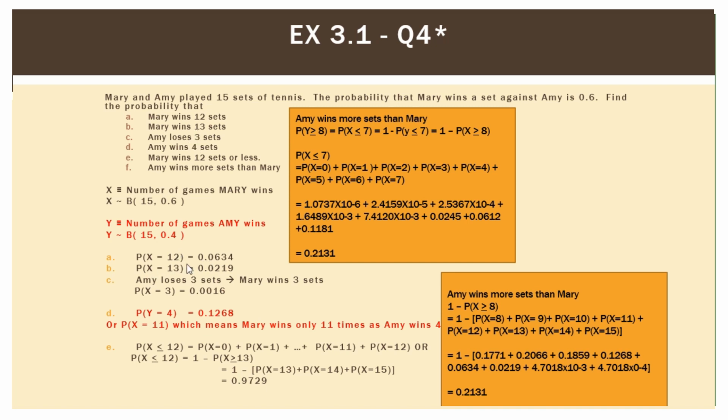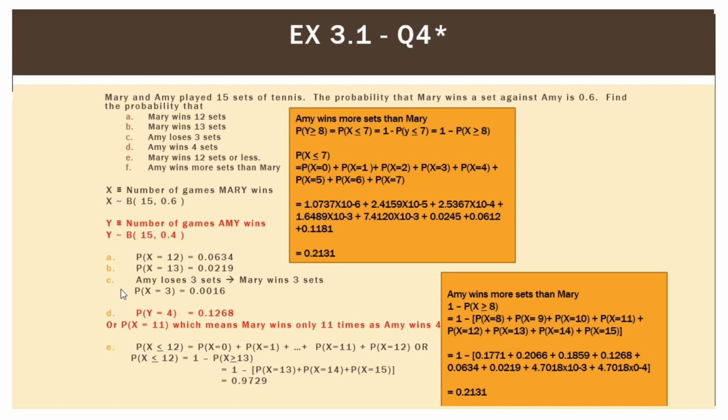X is equal to 13. You just put in. You will get the answer. Amy loses 3 sets. So if they're talking about Amy losing 3 sets, what does that tell you? If Amy lost 3 sets, Mary won 3 sets. If I'm playing with you, and if you have lost, it's me who won, isn't it? So basically, if Amy lost 3 sets, then it is Mary that won the 3 sets.